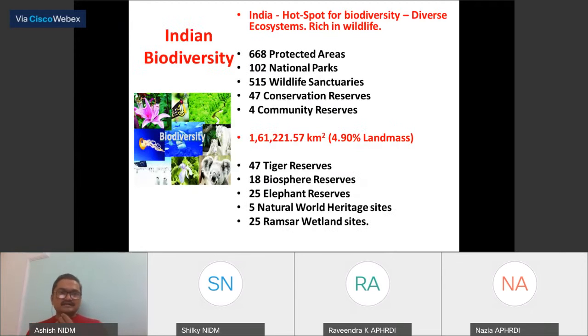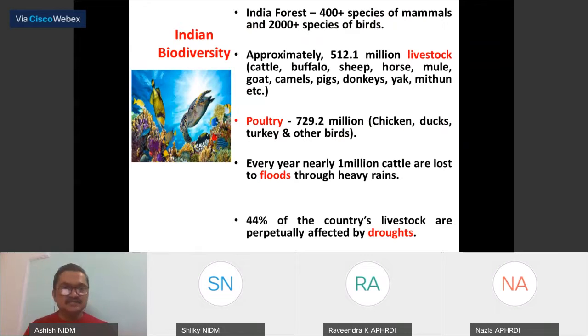If we talk about our biodiversity, India is a hotspot for biodiversity. You talk about ecosystems, you talk about wildlife, we are very rich in that. We have 668 protected areas, 102 national parks, 515 wildlife sanctuaries, and so on. Nearly 5% of our Indian land mass is covered by all these protected areas, parks, sanctuaries and reserves. Then we have 47 tiger reserves, 18 biosphere reserves, 25 elephant reserves, and 5 natural world heritage sites. And we also have 25 Ramsar wetland sites.